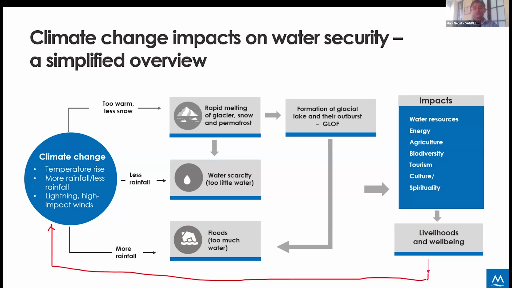And these events actually directly impact our water resources, energy, agriculture, biodiversity, and you name it, everything, right? And that ultimately impacts the livelihoods. And that gives a feedback to the climate change again, because livelihoods, whatever we do for our day-to-day living, that actually impacts the climate. Okay, so there is a direct link between climate change and livelihoods and vice versa.